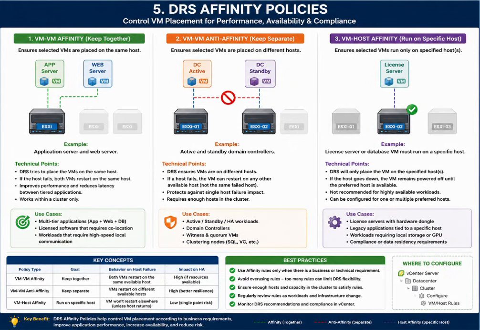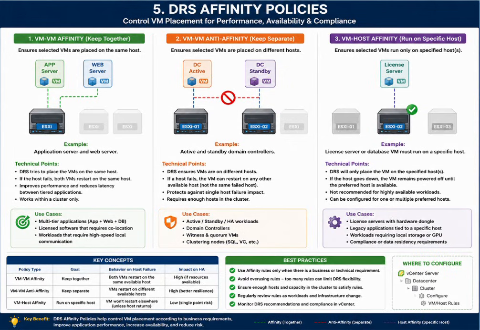Now what will happen here? If the host goes down, the VM will stay powered off until the preferred host is available. The recommendation is that highly available workloads can be configured on one of multiple preferred hosts. The use cases are license servers with a hardware dongle, legacy applications, and workloads that require local storage. For this type of requirement, we can specify this rule.